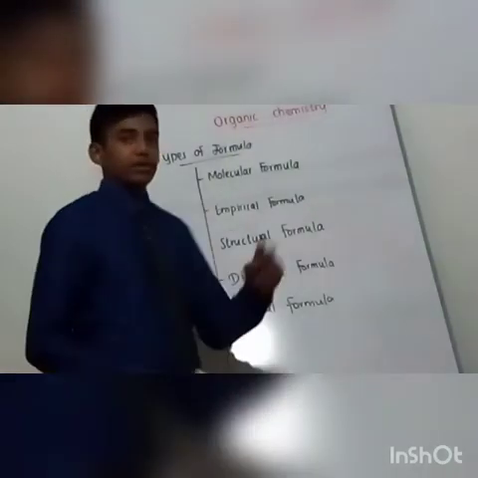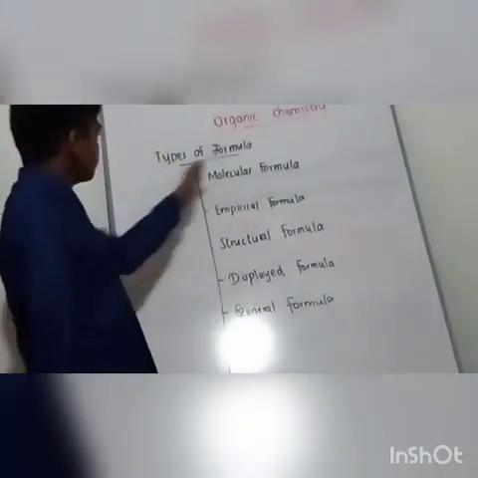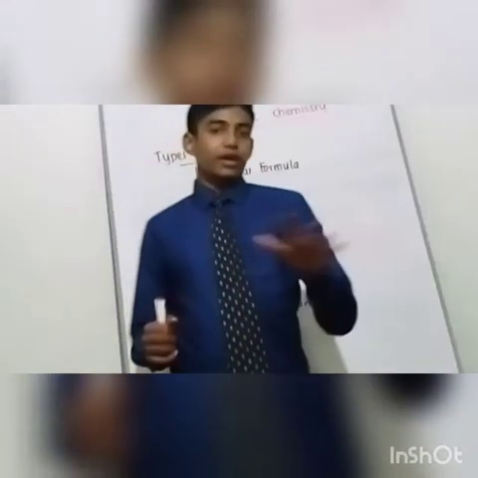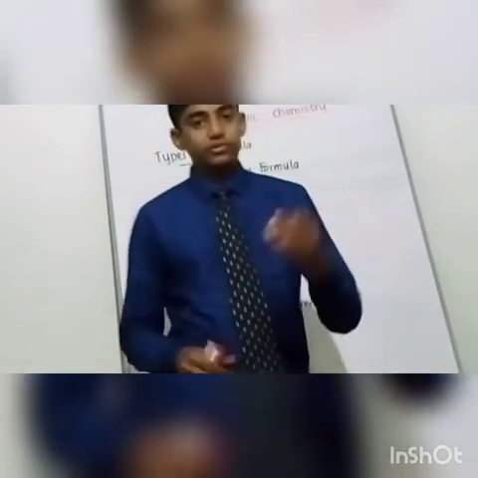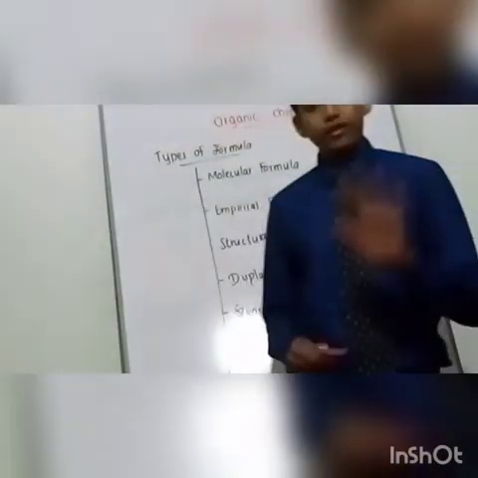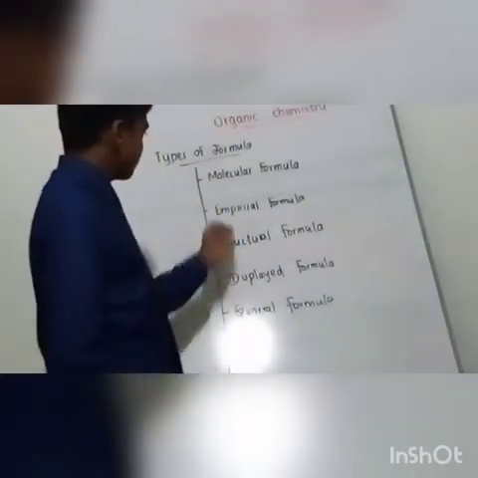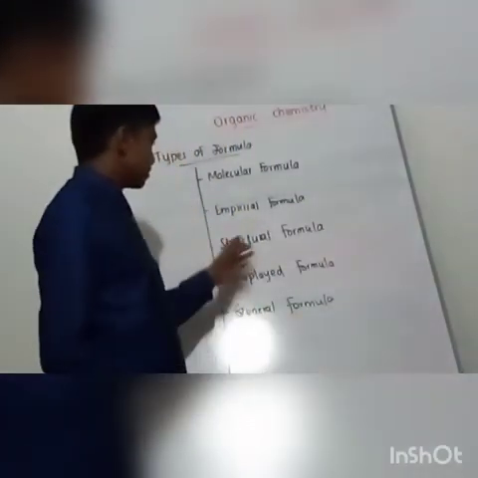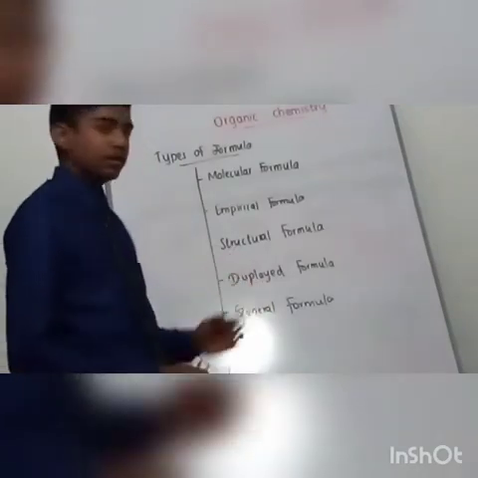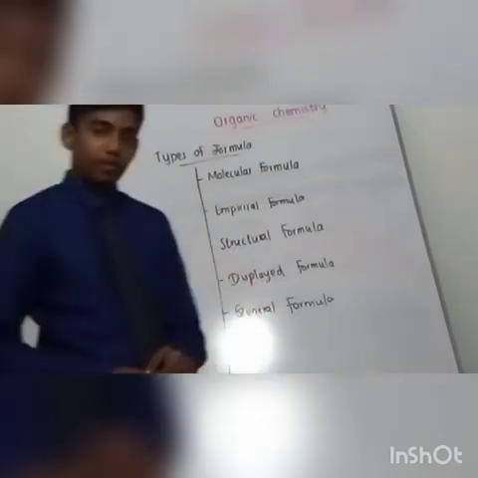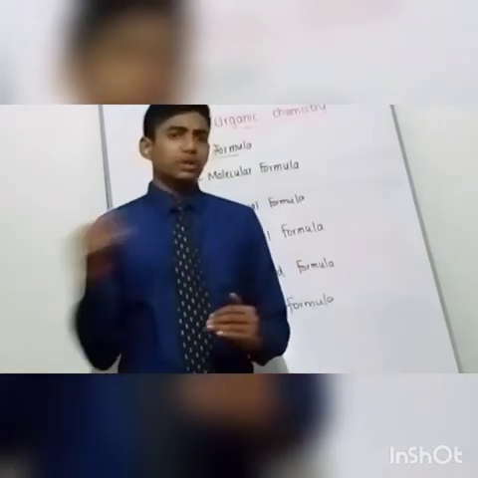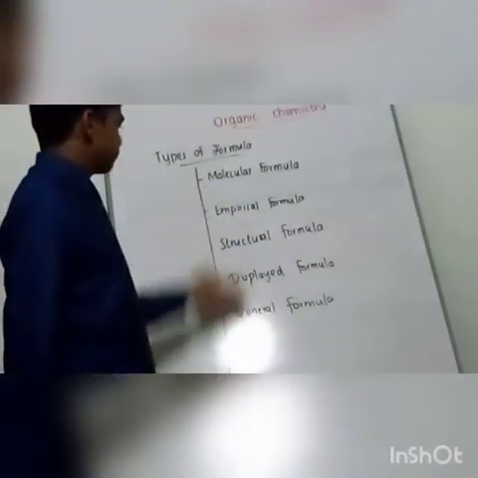We're going to come to the second subtopic, types of formula. There are 5 ways we can represent these organic molecules. First is molecular formula, second is empirical formula, third is structural formula, fourth is displayed, and fifth is general formula. So now we'll look at a quick recap of these 5.